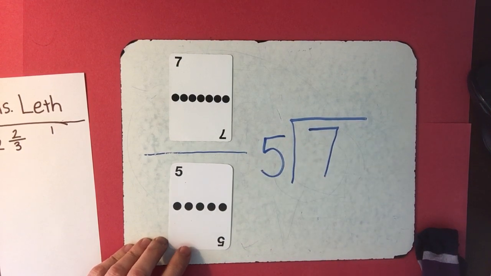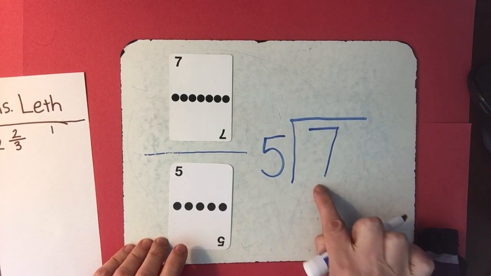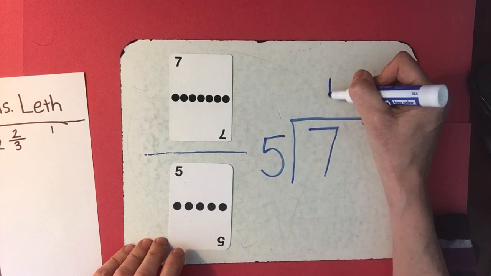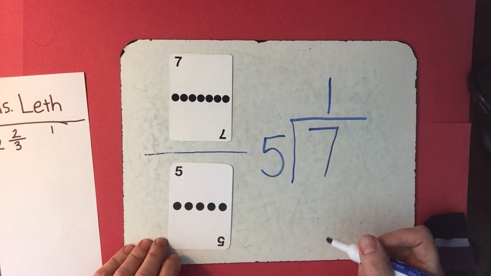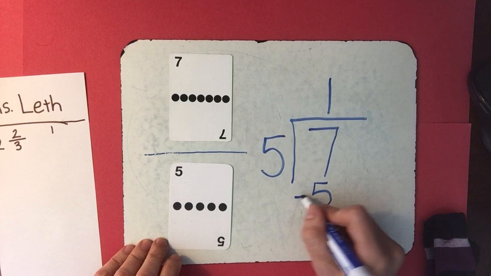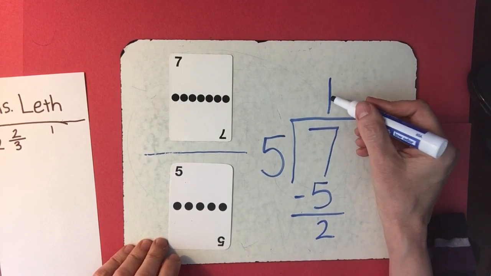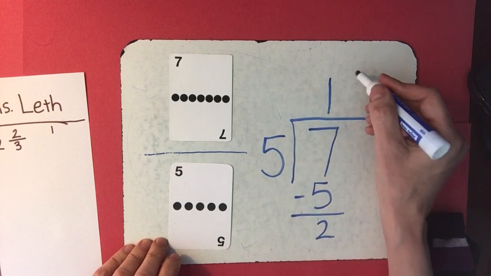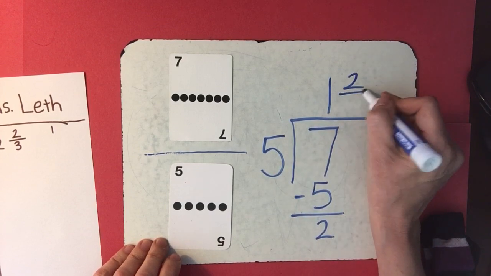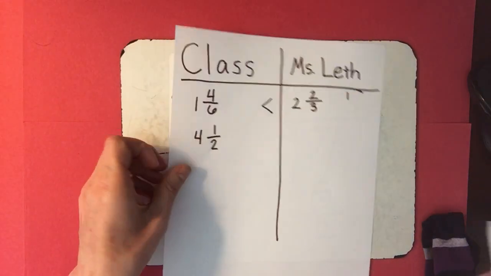And I know that you've won this round because 5 is so close to 7 that only one 5 can fit into 7. So 5 times 1 is 5. My remainder is 2, and I write 1 2/5. So my score over here is 1 2/5.